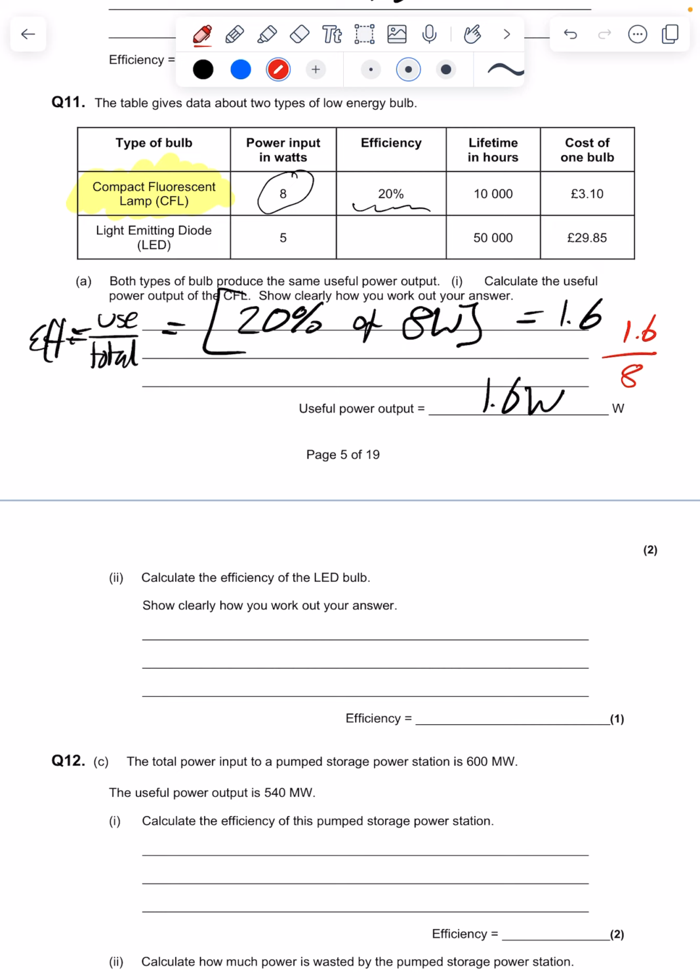Then we've got to calculate the efficiency of the LED bulb. So the LED bulb is that one, but we've also been given the information that they produce the same power output. So when we look at this calculation, we want 1.6, because that's our answer back here. And we've been told the power input is 5, and we divide that by 5, which gives us an answer of 0.32, or if you times that by 100, we've got 32%.